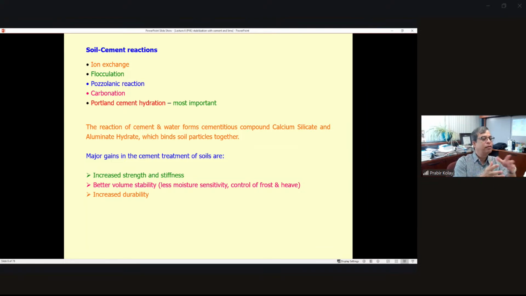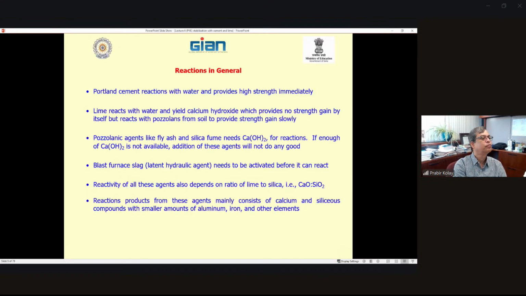Okay. The major gains of soil cement treatment of the soil are, as I mentioned in general: increased strength and stiffness, better volume stability, less moisture sensitivity, control of frost and heat, and increased durability. These days, people are also more concerned about using cement because the production of cement itself generates a lot of CO2 and greenhouse gas, so people are going towards calcium sulfoaluminate cement instead of Portland cement, or some other cementitious material.